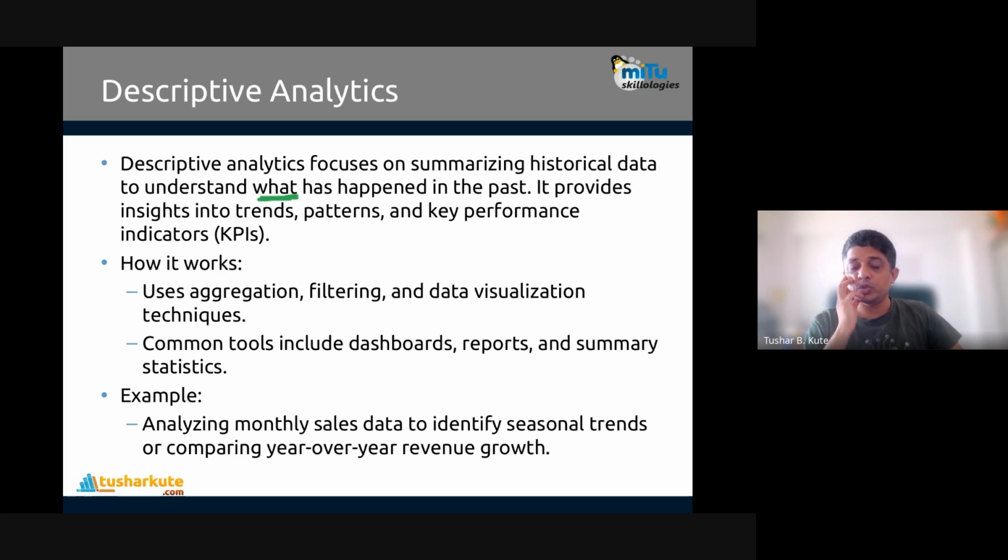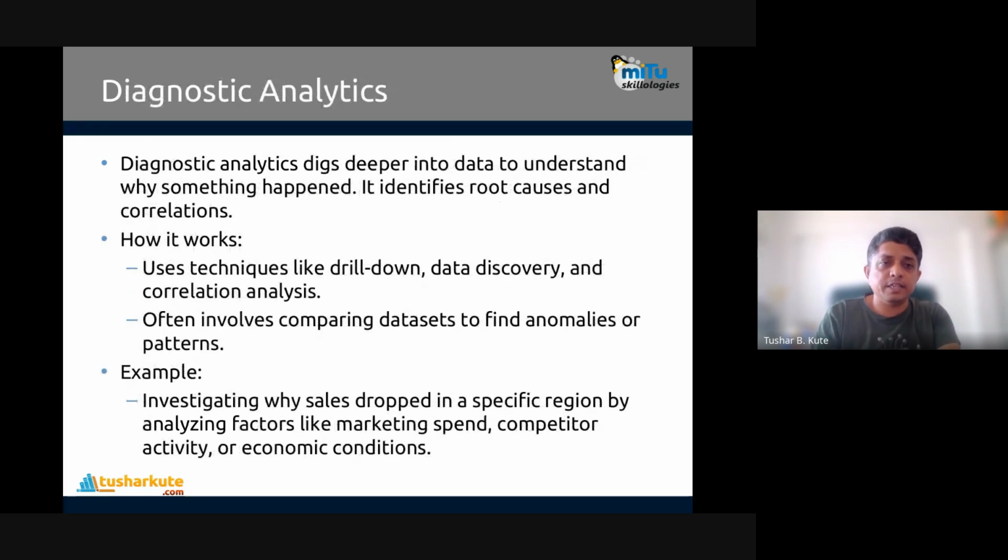The first method used under the BI is, for example, see this: analyze monthly sales data to identify seasonal trends, or compare year to year for revenue growth. Okay, that's what we can do. So this has happened, and I can identify that this is the trend, this kind of idea, this kind of method or pattern is there under it.